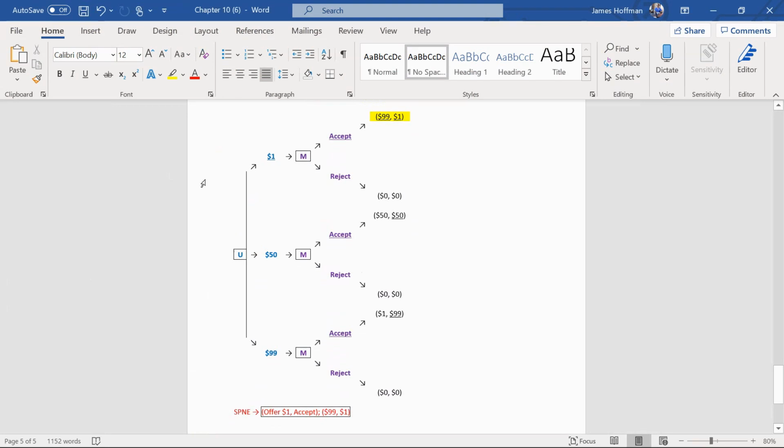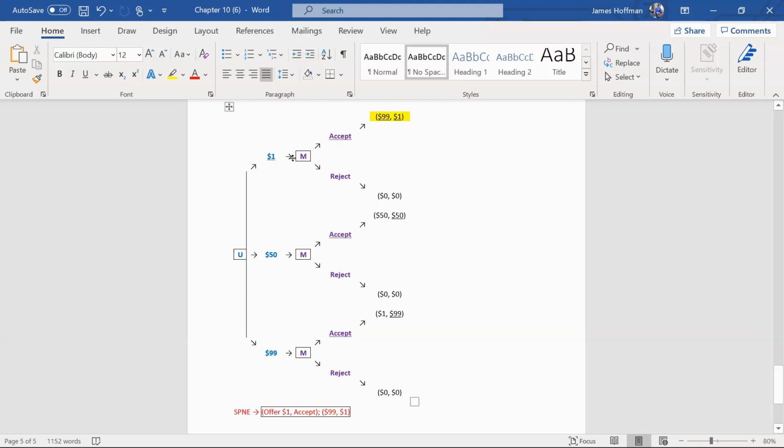Okay, so here's the game here. The union is the first mover, and we simplified the splitting of $100 to either $1, 50, and 99 to get the idea. The union offers something, and the offer means if they offer $1 to management, the management gets the dollar, and the union gets the rest. If the management accepts it, then the offer is realized. If they reject it, both parties get zero.